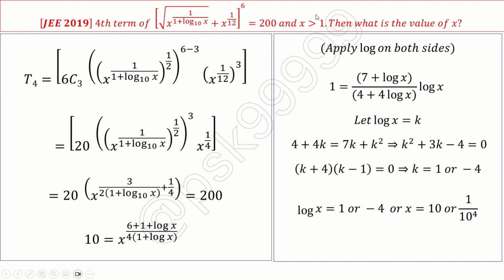Be careful about the conditions. Conditions they don't give just like that. Every condition is useful in engineering entrance exams, especially JEE and BITSAT. So x is given as greater than 1, so 1 by 10 to the power of 4 cannot be a solution. So the only answer is x equals 10.